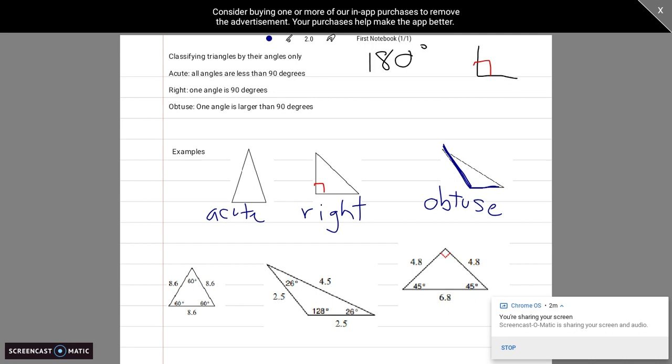So let's look at a few examples where you're given some measurements. I'm not going to focus on the side lengths. Like I said, that will be another video. I'm only going to focus on what's inside the triangles. So let's look at the first one.